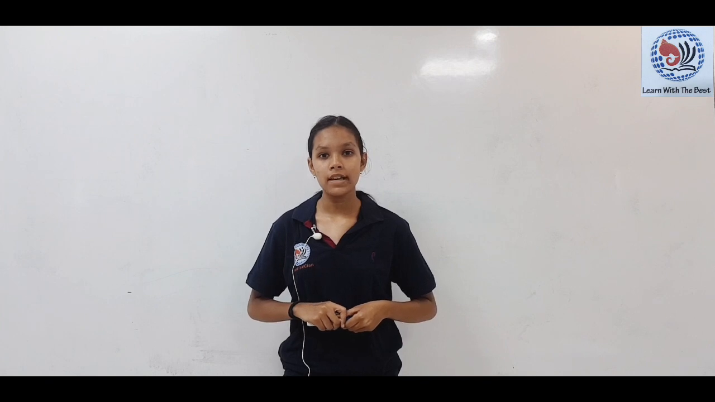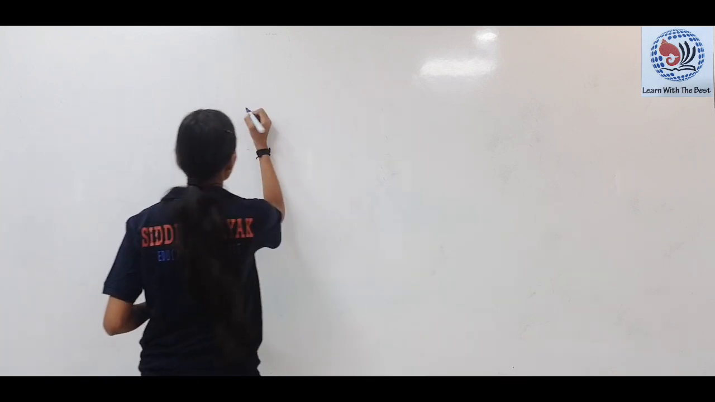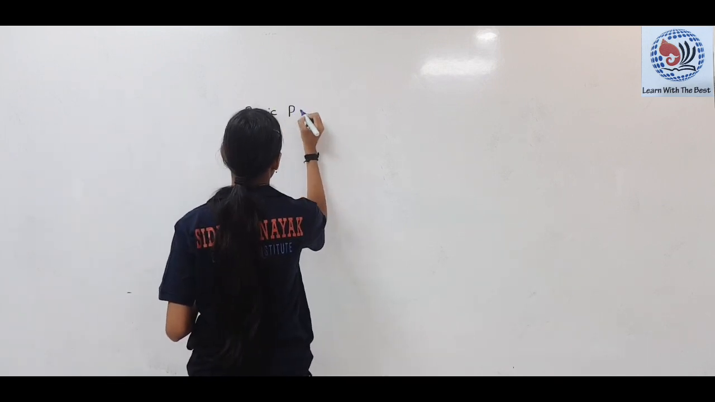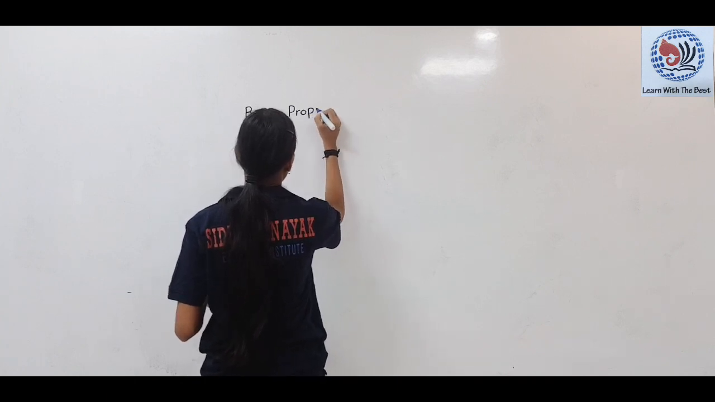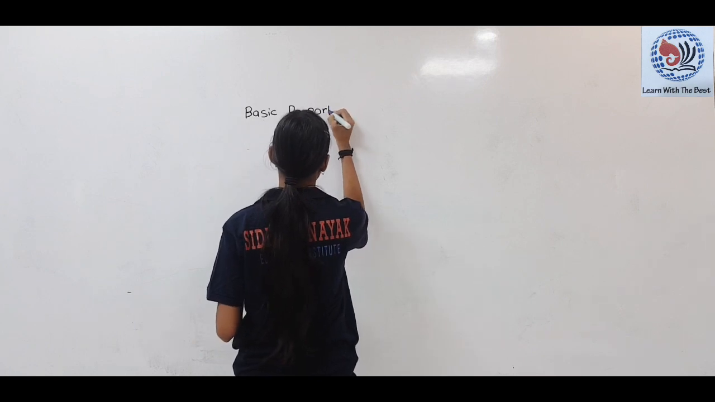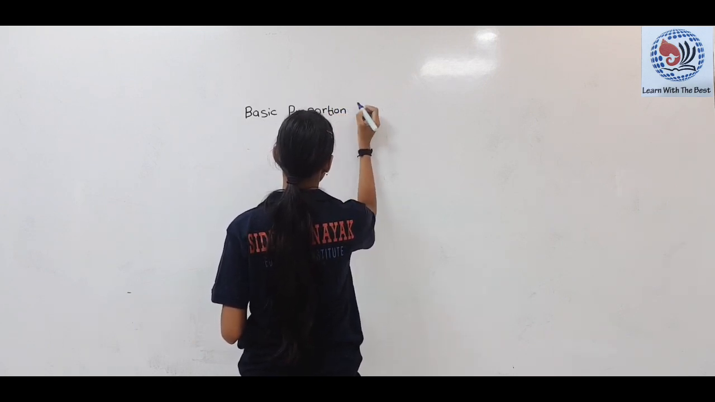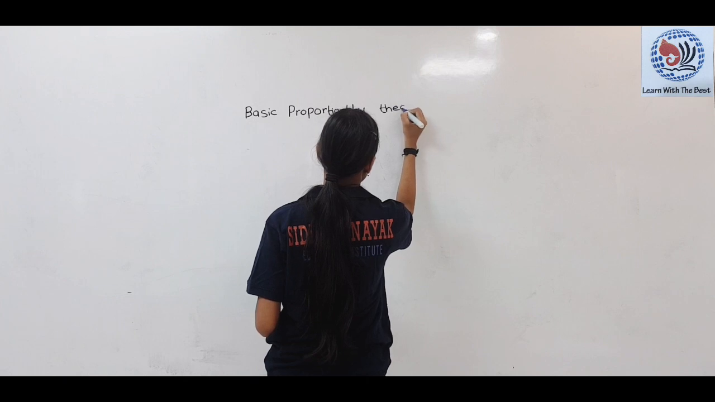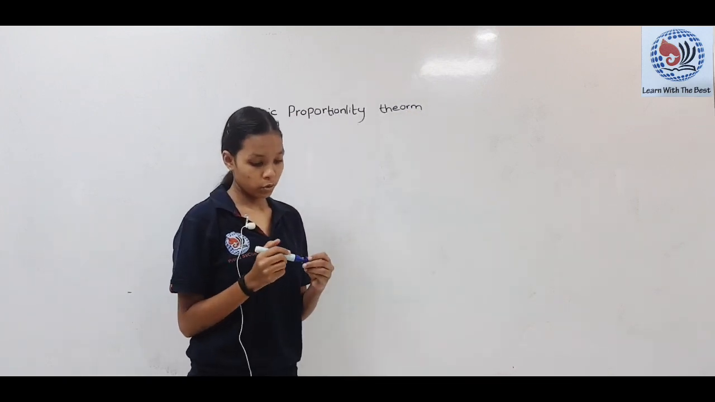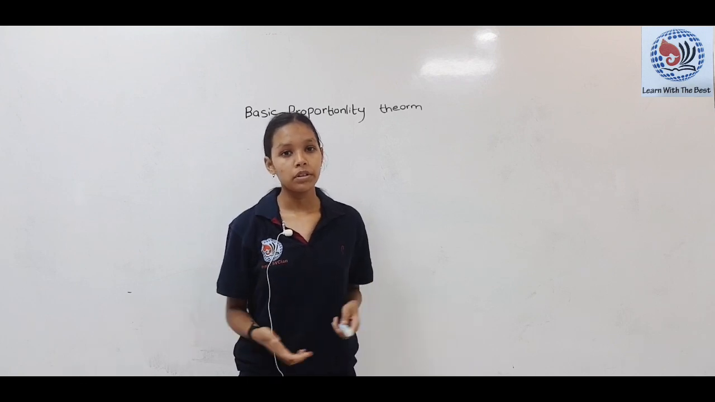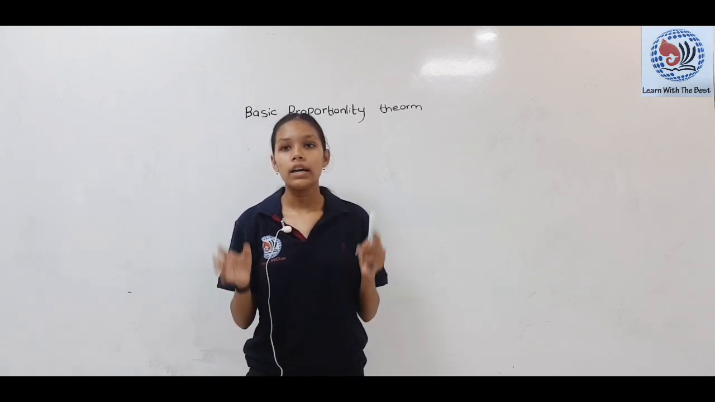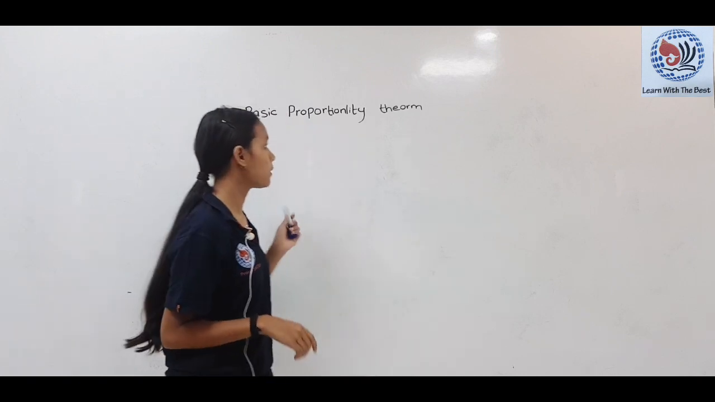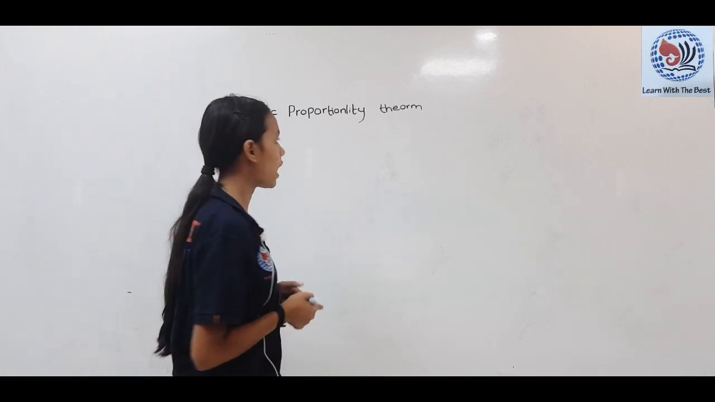So today's topic is basic proportionality theorem. So first of all, we want to know what is basic proportionality theorem. एक इक्वेटोरियल ट्रायंगल का corresponding साइड जब सेम होते हैं उसे बोलते हैं basic proportionality theorem. So let us know about diagram.